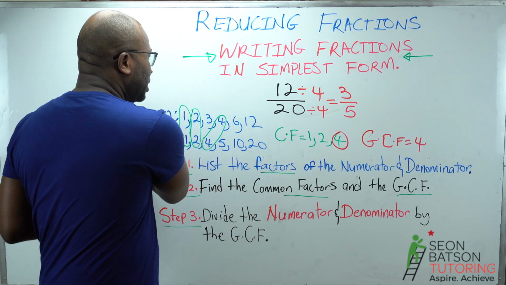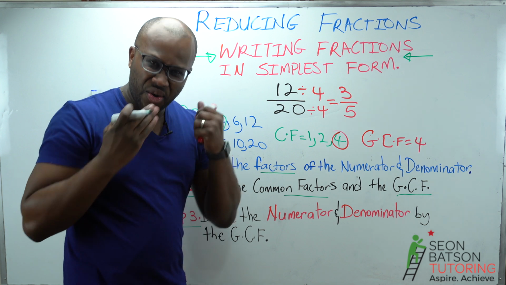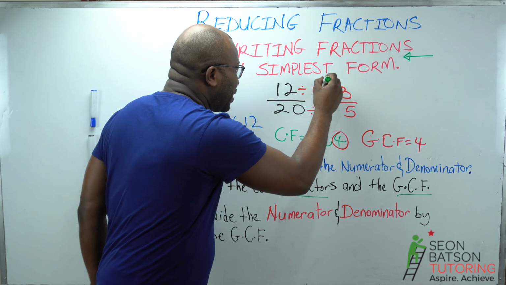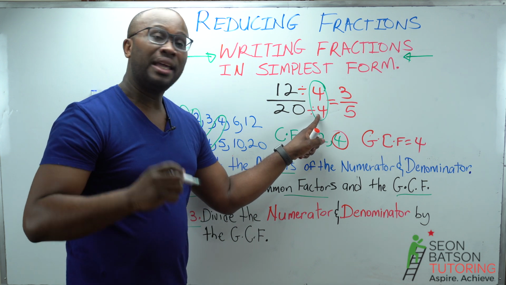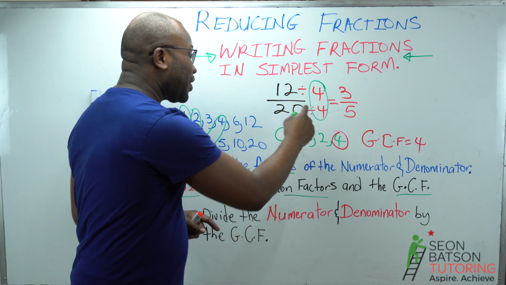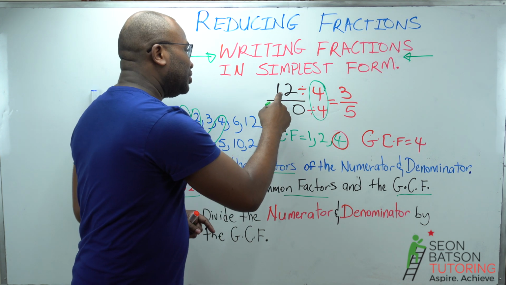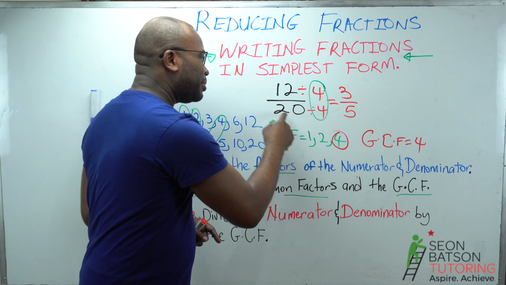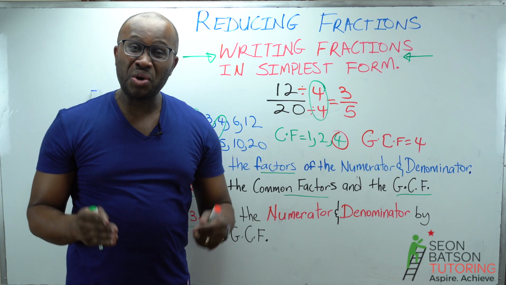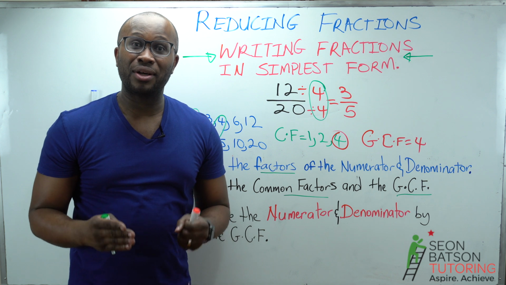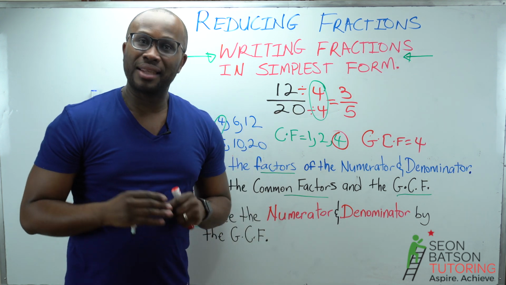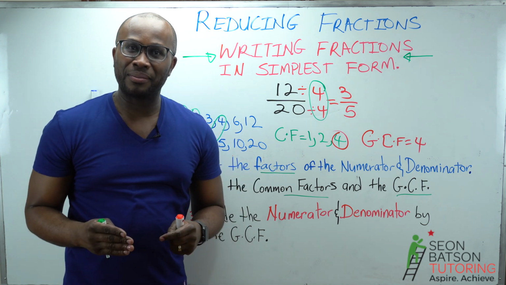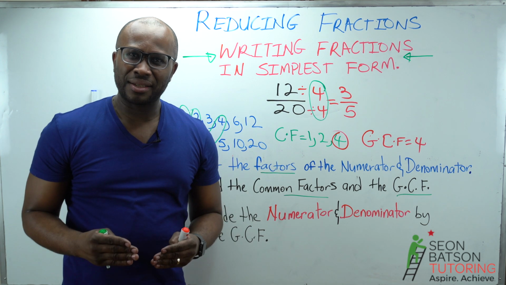Also, if you notice here, the key ingredient that's needed to write a fraction in simplest form is the greatest common factor of the numerator and the denominator. Once we know the greatest common factor of the numerator and the denominator, we can write that fraction in simplest form. How is this? Perfect.